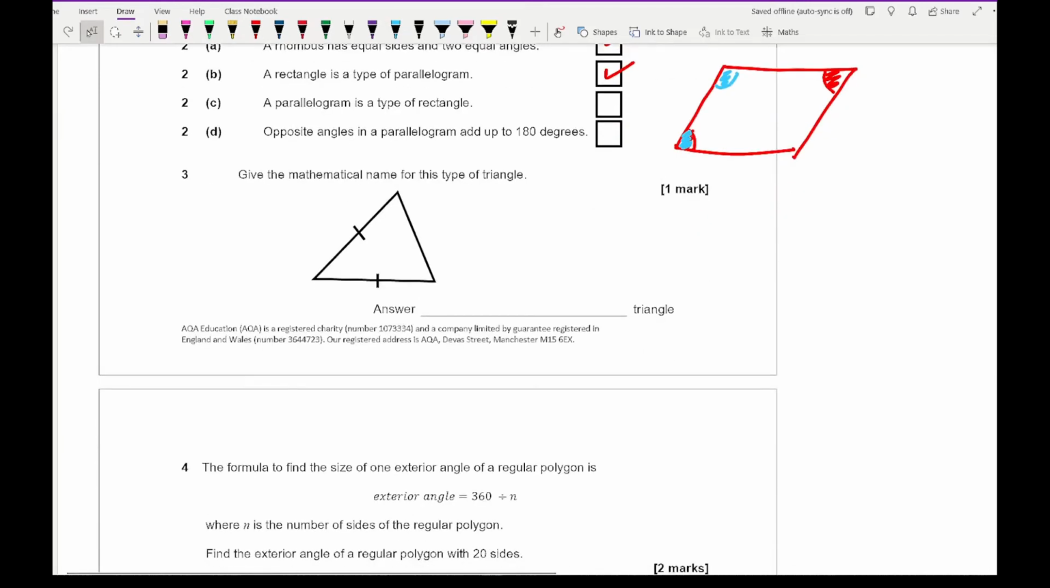Question 3 then says give the mathematical name of this type of triangle. So you need to write isosceles.